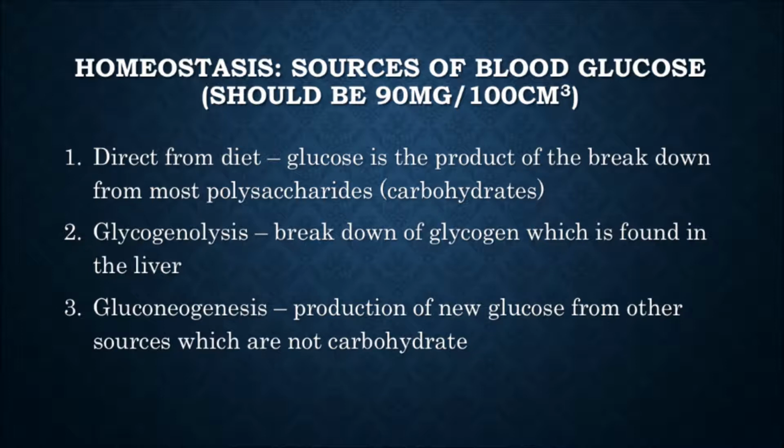There are three main sources that glucose is retrieved from. 1. Direct from the diet of the organism, glucose is the product from the breakdown of many polysaccharides and carbohydrates. 2. Glycogenolysis is the breakdown of glycogen and occurs in the liver and muscles. An ordinary liver will have between 75 to 100 mg of glycogen due to the process of glycogenesis from excess glucose in the bloodstream. And 3. Gluconeogenesis is the production of glucose from other sources such as amino acids and fats.